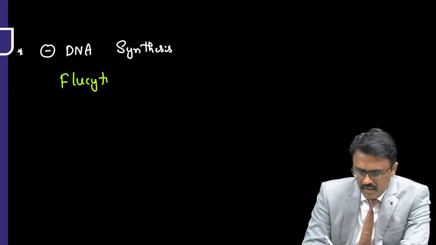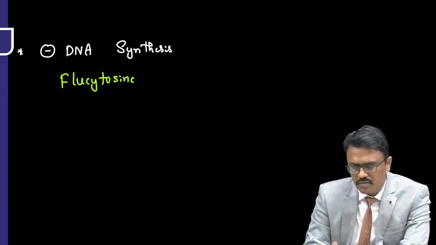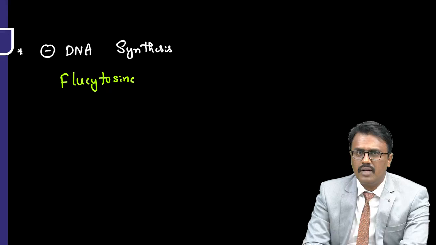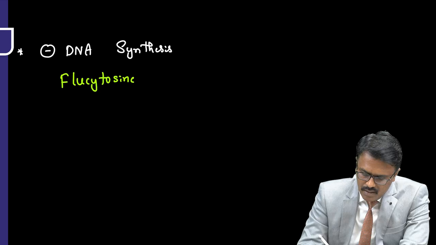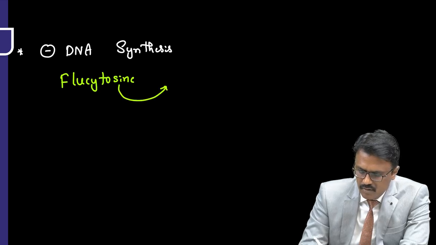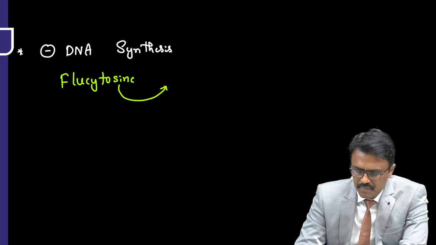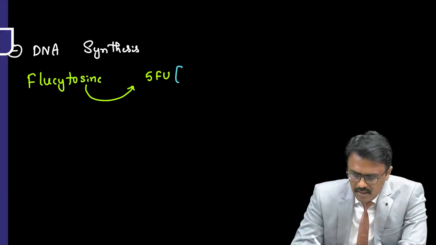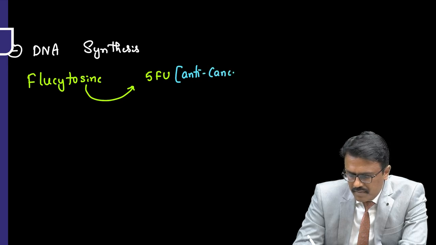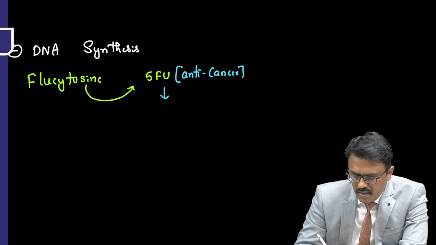flucytosine. So with flucytosine, here also we are giving a fake nucleotide. So we are giving a fake purine or pyrimidine here. Now this flucytosine, after going into the fungus, will become 5-fluorouracil. I think you have heard of this already somewhere. 5-fluorouracil has anti-cancer property, and this will inhibit the DNA synthesis.